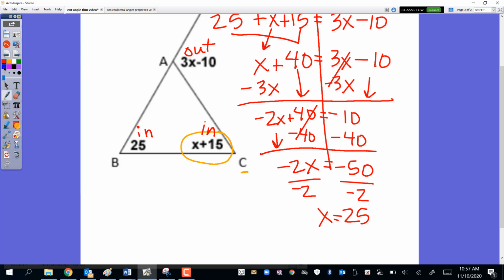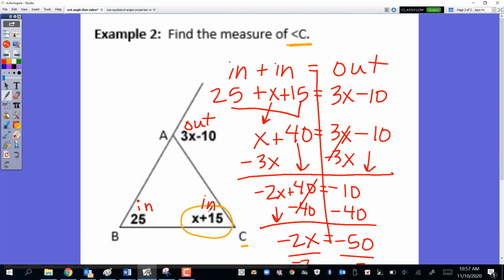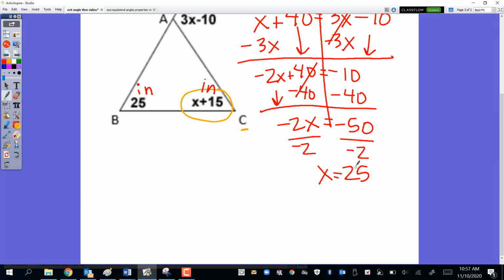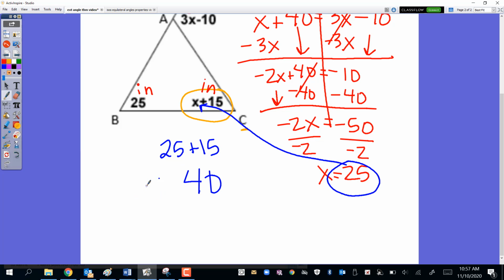But I'm not done because we said at the beginning I had to find angle C. And we circled this was angle C, so I've got to plug it back in. So I'm taking 25. I'm plugging it in right there. So I've got 25 plus 15. And the final answer, when you type that in Desmos, you should get 40. Angle C equals 40. Final answer. So you can go ahead and start your practice.